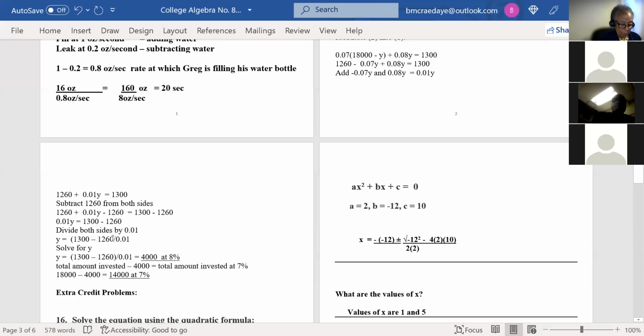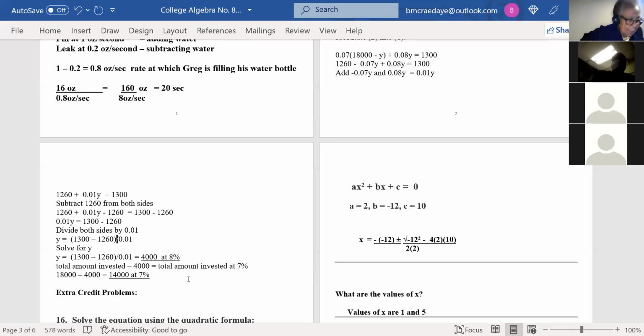1,300 minus 1260 divided by 0.01, which is what we have here, right? Same thing. Latoya, that answers your question about the 0.01? Yeah. Okay. So I condensed it, but then I just put it exact step by step so you can follow it. And then once you get Y, then X is just the difference in the total and 4,000. So 4,000 at 8%, because that's what we said, Y was the amount at 8% and X was the amount at 7%.